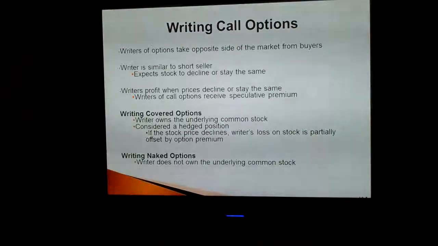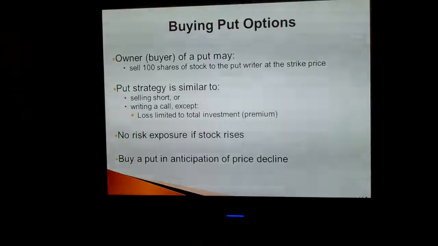Writing covered options. The writer owns the underlying common stock and then writes a call on it, to protect their position. If the stock price declines, the writer's loss in the stock is partially offset by the option premium. A naked option is when the writer does not own the underlying stock. That's the difference.